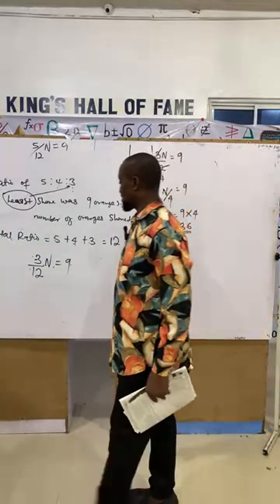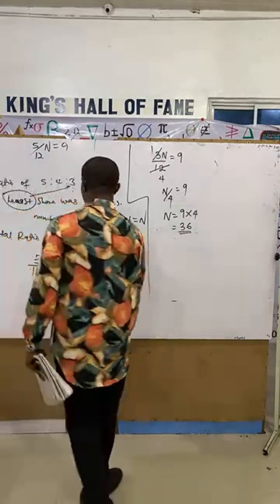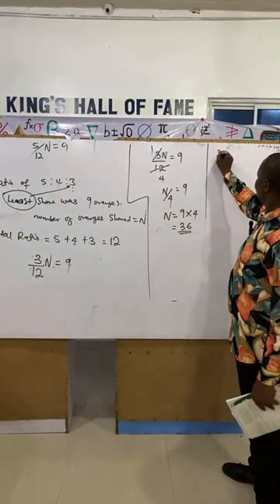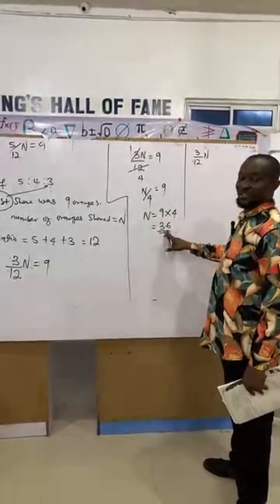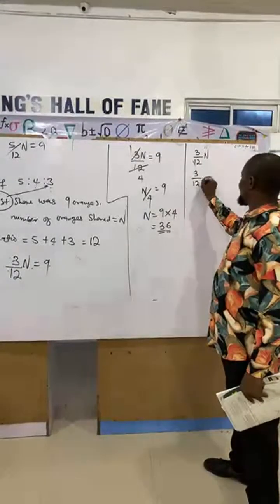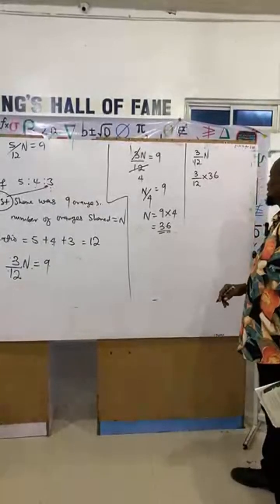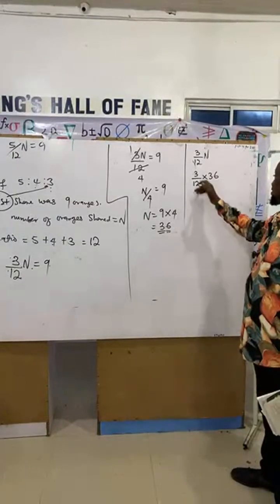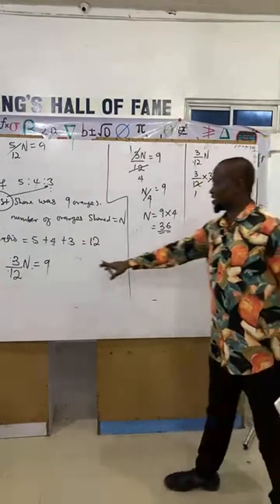So at that point, let's check something. If you put this 36 in this place, look at something. Let's say 3 over 12 n. You want to say number of oranges n here, 36. What do we have? 3 over 12 times 36. Can you cancel 36? Yeah, 12 goes 3 times. 3 times 3 is 9. The answer is 9. You see, we are working about 9.